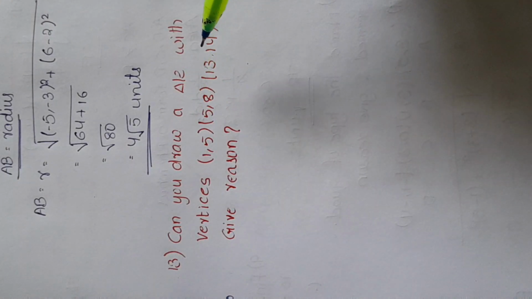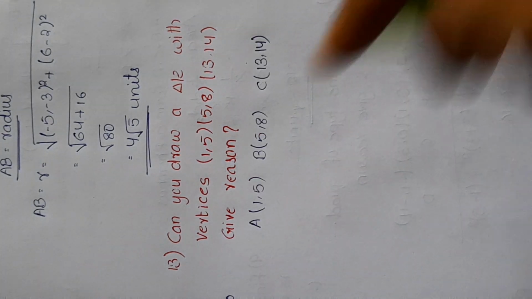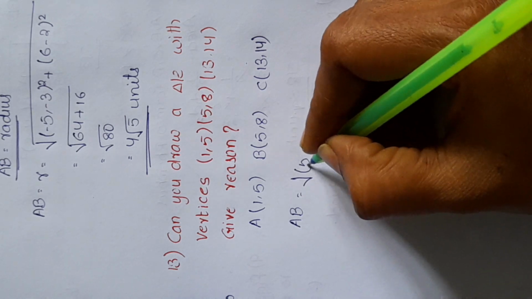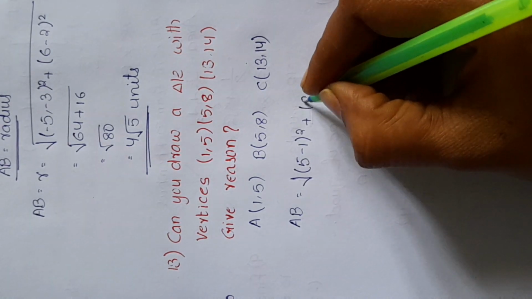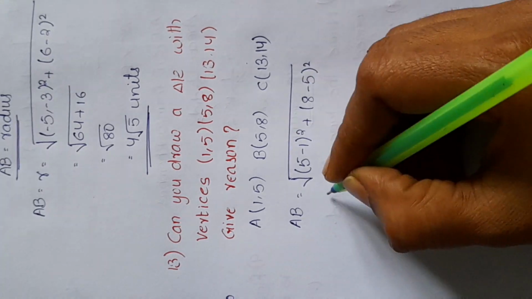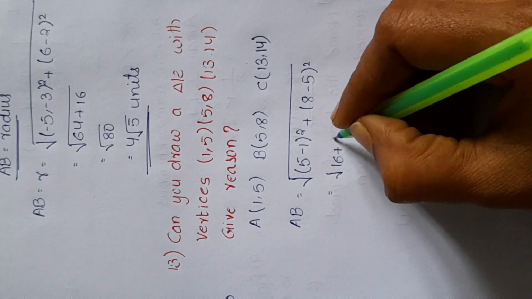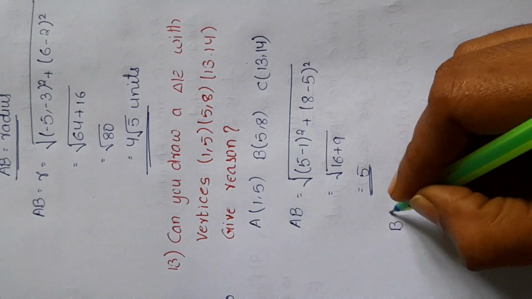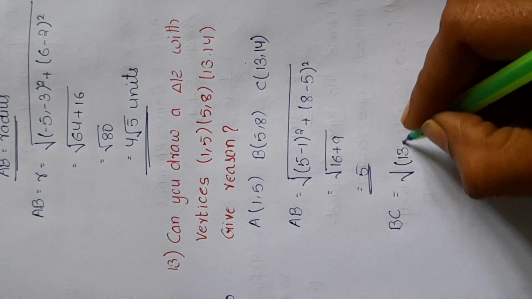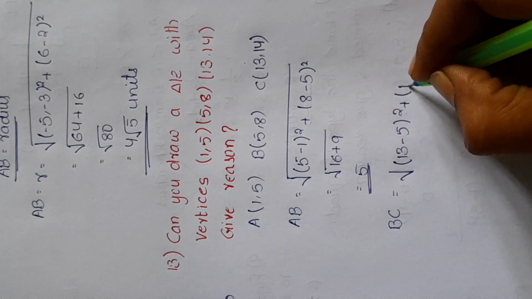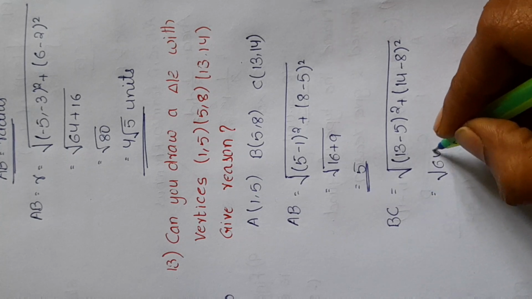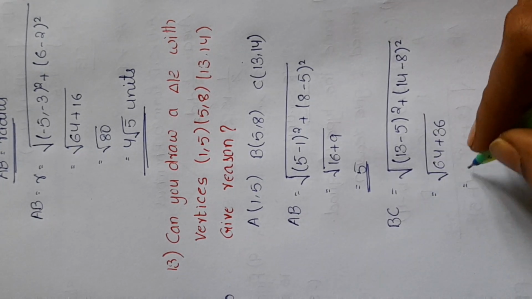The 13th question is: can you draw a triangle with the vertices (1, 5), (5, 8), (13, 14)? Give reason. Now let us find the distance between these 3 points. AB is equal to root of (5 minus 1) whole square plus (8 minus 5) whole square, which is equal to root of 16 plus 9, which is equal to root of 25. That is 5. BC is equal to root of (13 minus 5) whole square plus (14 minus 8) whole square, which is equal to root of 64 plus 36. Root 100 is 10.